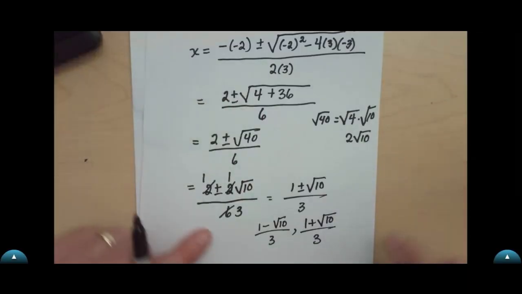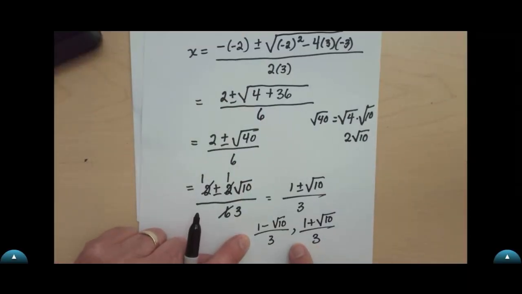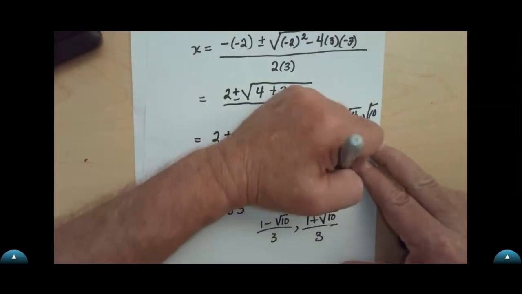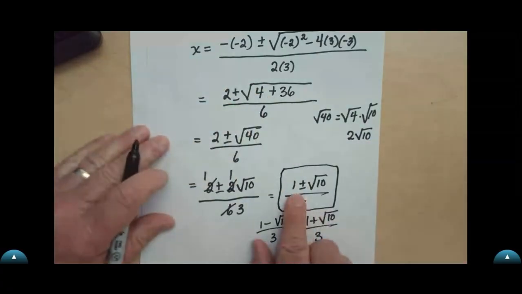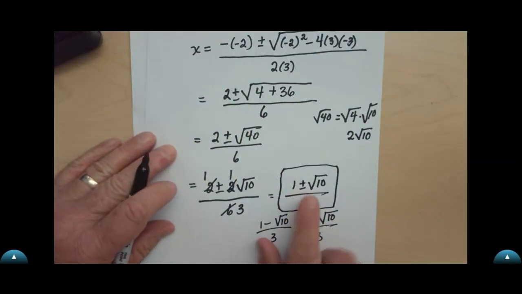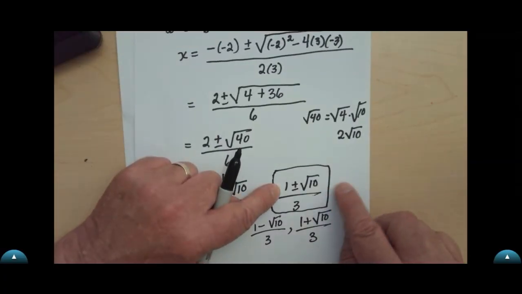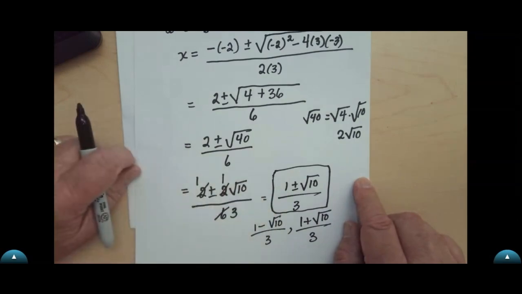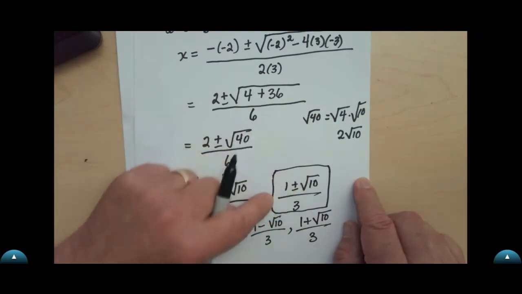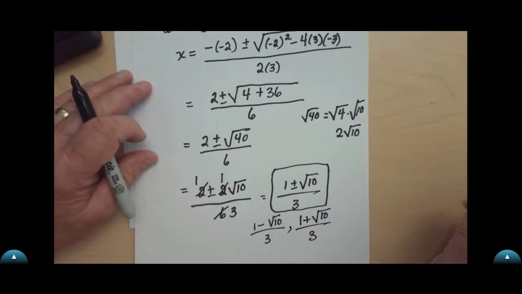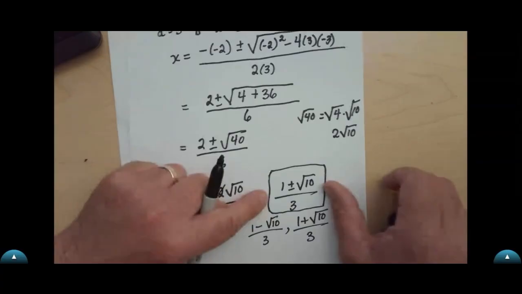In the homework, they don't care if you write it like this, where you give your two solutions separated with commas. They also don't mind if you do it like this, where you actually use that little plus or minus symbol. But if you use that, make sure that you understand that what that means is there are two solutions here, right? 1 minus square root of 10 over 3 is a solution, and 1 plus the square root of 10 all over 3 is a solution. So those are ugly numbers. They're irrational numbers, right? Your calculator could give you an estimate of what each of those numbers are, but we just leave it like this.